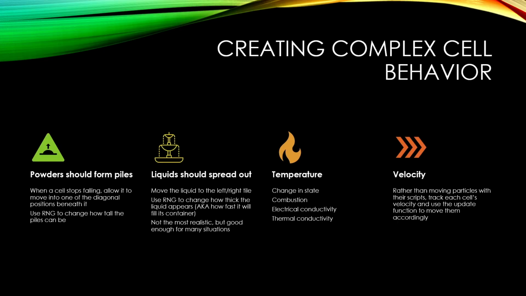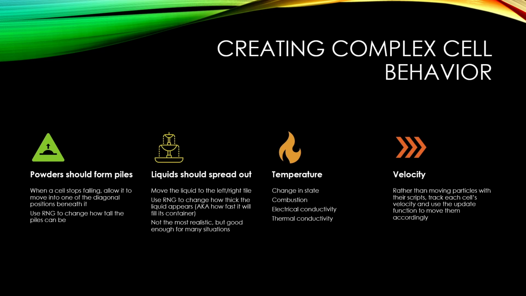Next, I'm going to go over a few concepts you can add to your falling sand simulator in order to give your cells more complex behavior. First thing you can do is allow powders to form piles. You can do this by detecting when a cell stops falling and then making it move either left or right. You can also give it a chance to not move at all, and the higher the chance, the taller the piles will be. Another thing you can do is make liquids spread out by moving them left and right randomly.